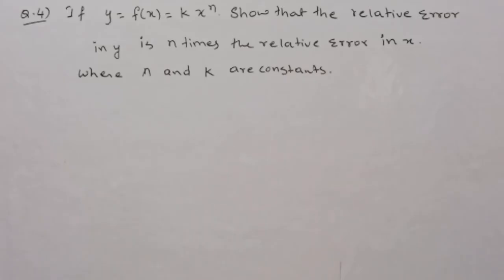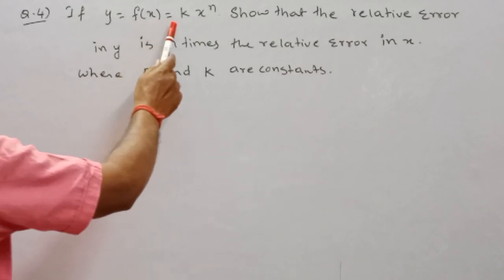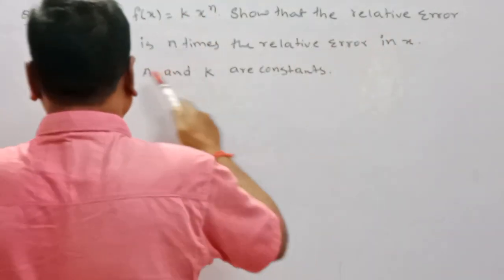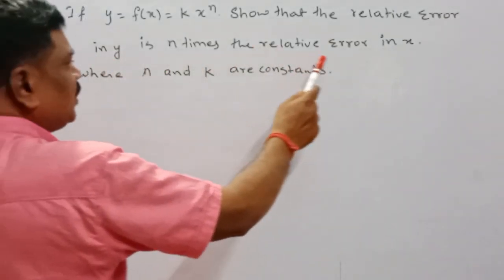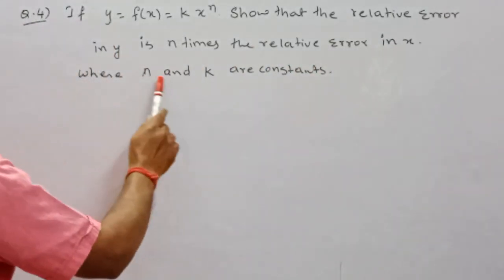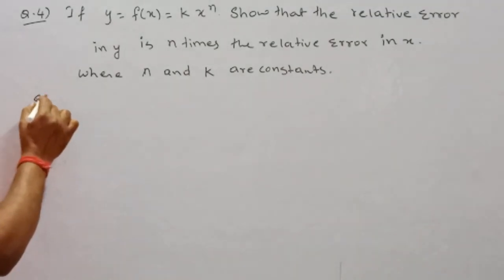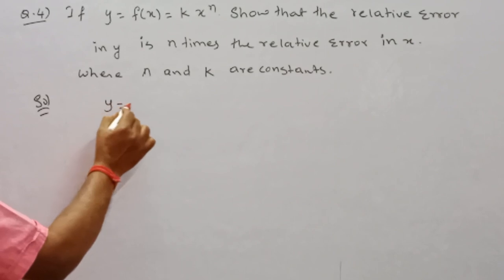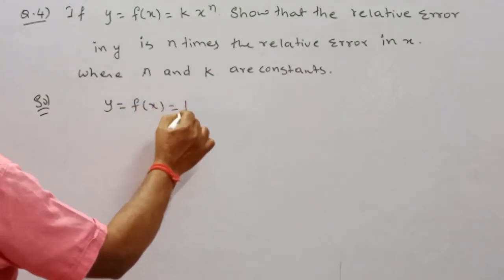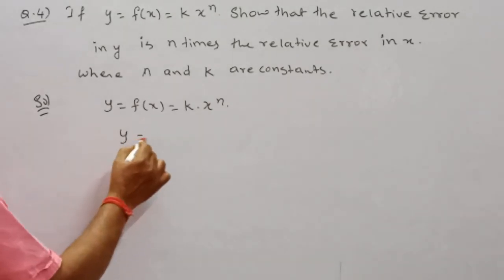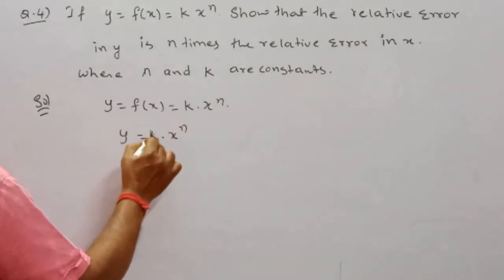Here we have one more problem from applications of derivative for IPE. If y is equal to f of x is equal to k x power n, show that the relative error in y is n times the relative error in x, where n and k are constants. So we have y is equal to k into x power n.